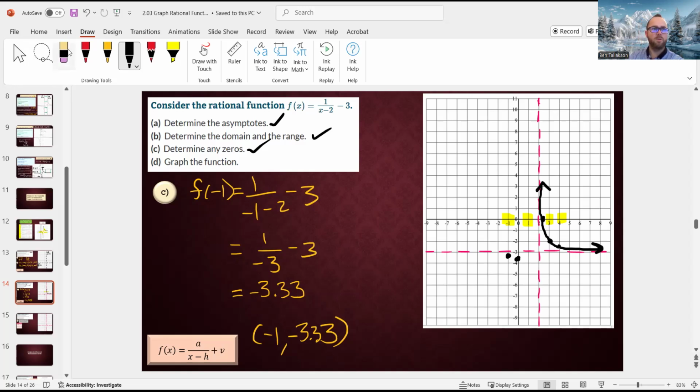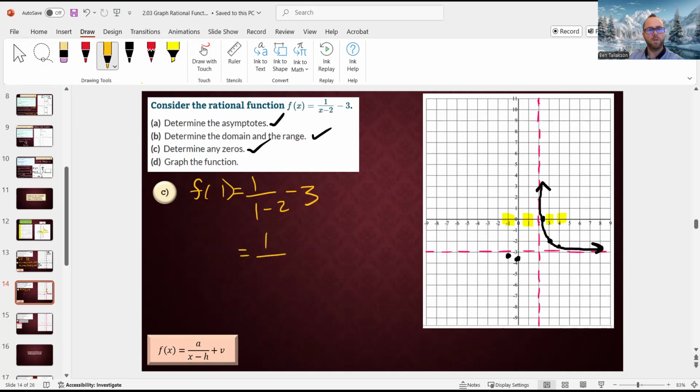And then positive 1 is the last thing we'll do. I'll just switch this to positive and we'll work it out. We get 1 minus 2, so we get negative 1 minus 3, or sorry, I'm getting ahead of myself, minus 3 to give us negative 4. So when x is 1, y is negative 4. Does that make sense? 1, negative 4, yes, it does.